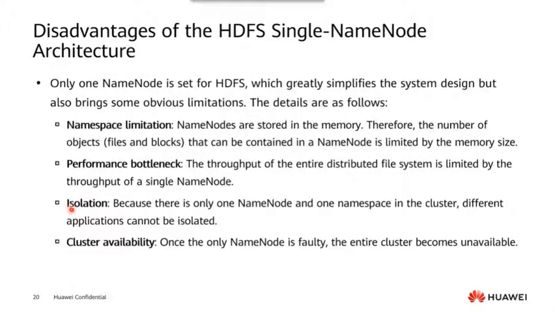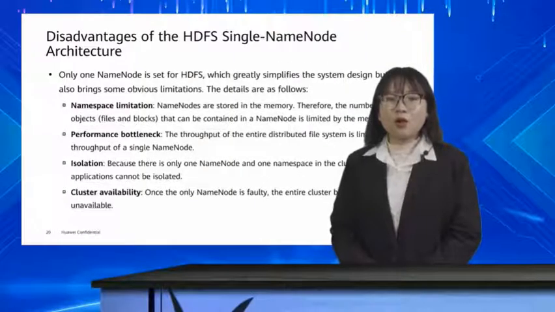The third one is isolation problem. Because there's only one name node and one namespace in the cluster, different applications cannot be isolated. The fourth one is low cluster availability. Once the only name node is faulty, the entire cluster becomes unavailable. Okay, in this part, we talked about the architecture of HDFS. Next, let's see some key features of HDFS.